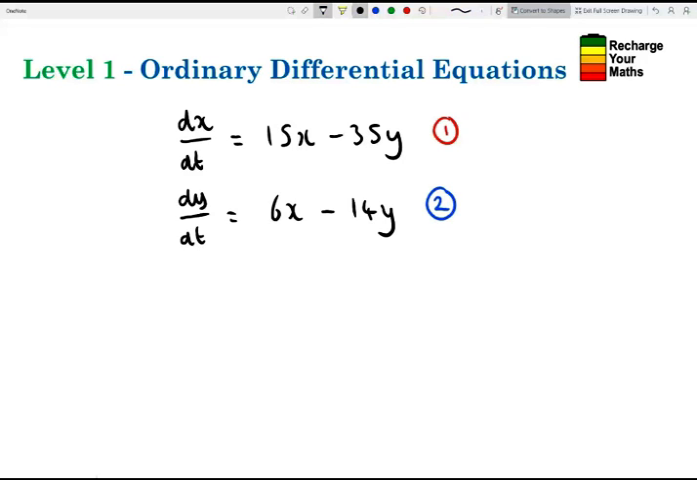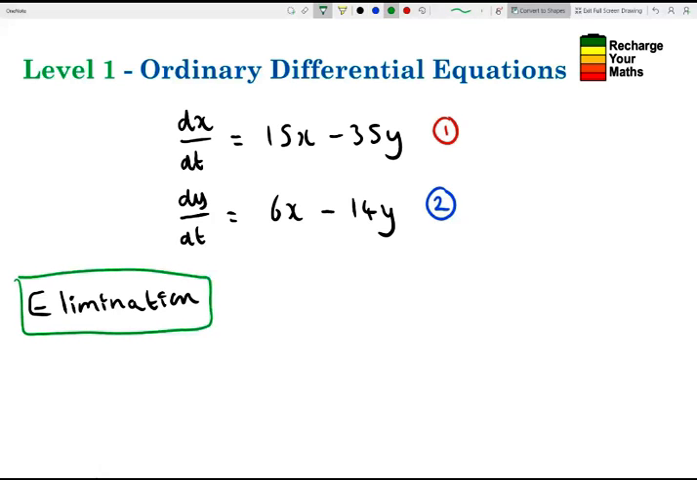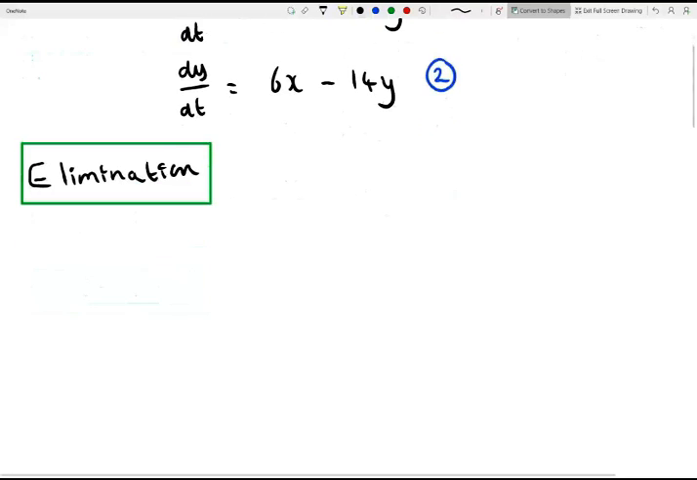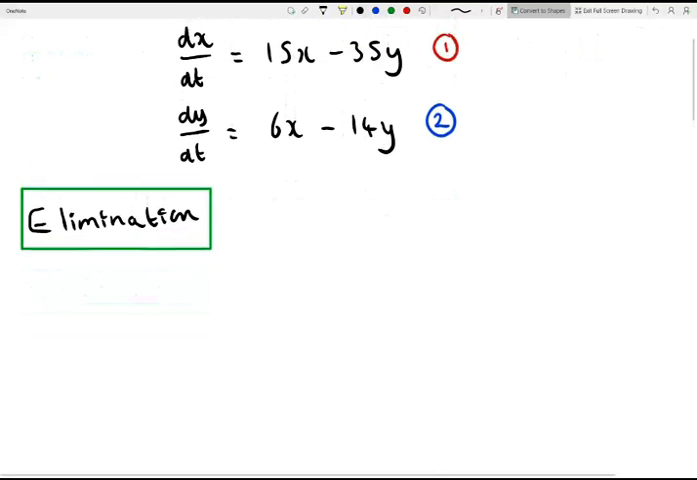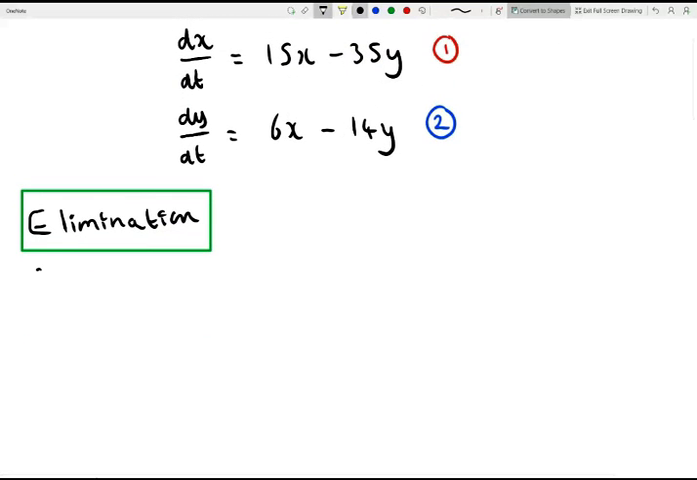And we're going to be solving this in two different ways, but we're actually going to start off using elimination. So let's make sure we can see equation 1. Let's go ahead and solve equation 1 for y.